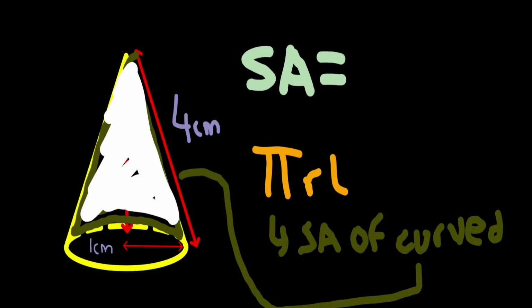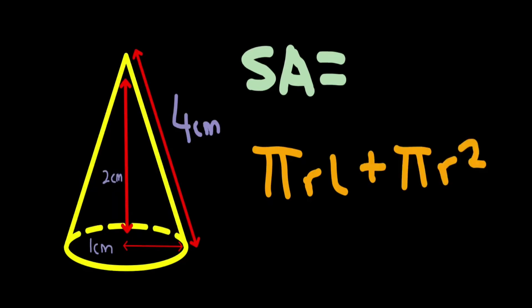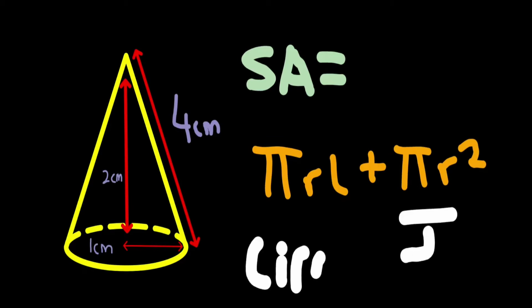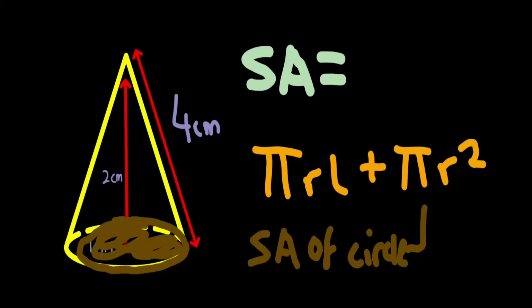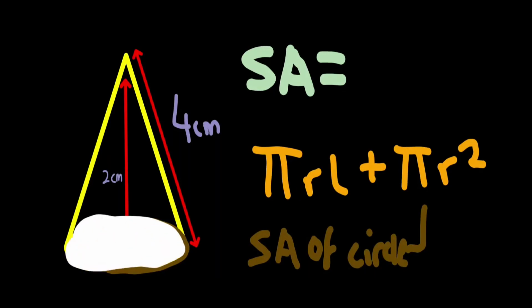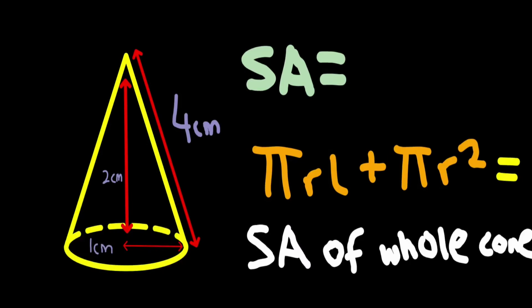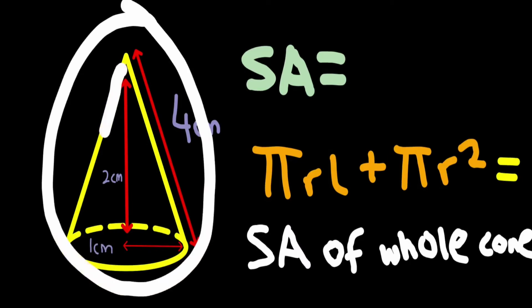And to find out the whole surface area of the cone, we must add pi r squared. And remember, pi r squared is the circle area. Pi r l plus pi r squared gives us the surface area of the whole cone.